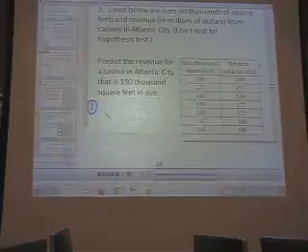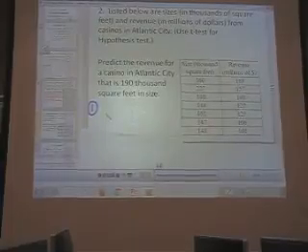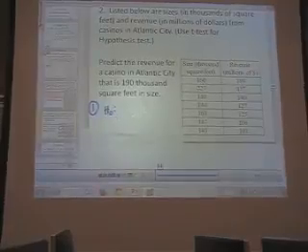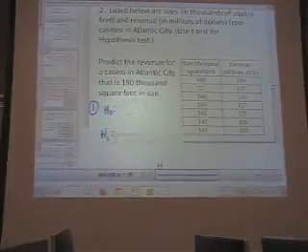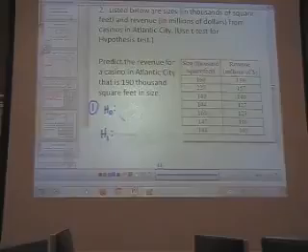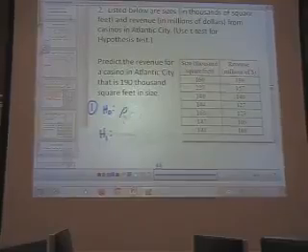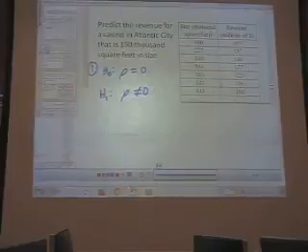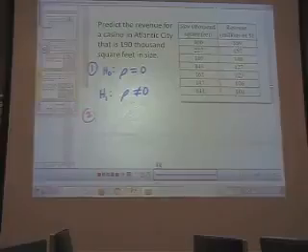Okay, so here's problem number 2. My first step again is going to be what? To state H naught and H1. Okay, so everybody, what's my H naught? Rho equals 0. Everybody, what's my H1? Rho does not equal 0. Great. Step 2. Draw a picture.